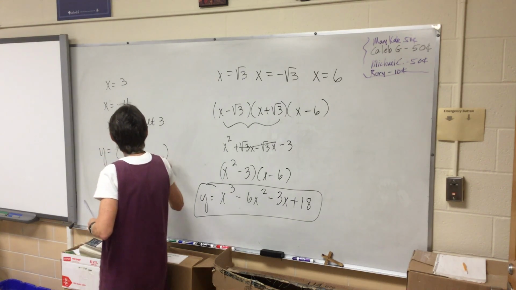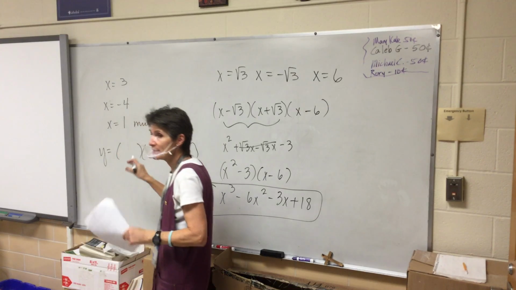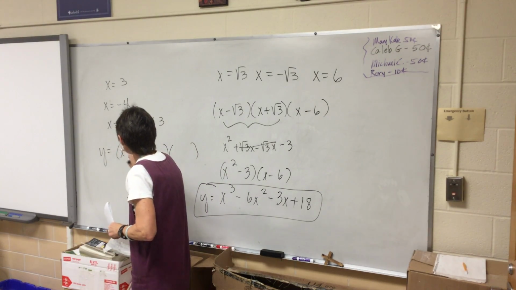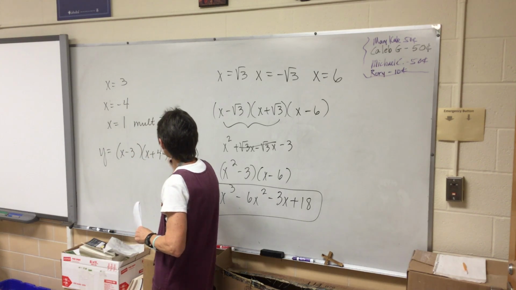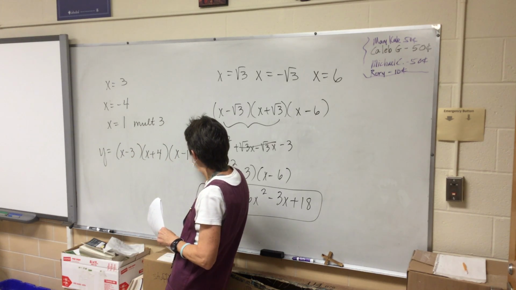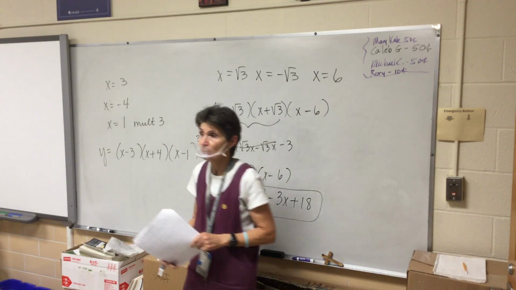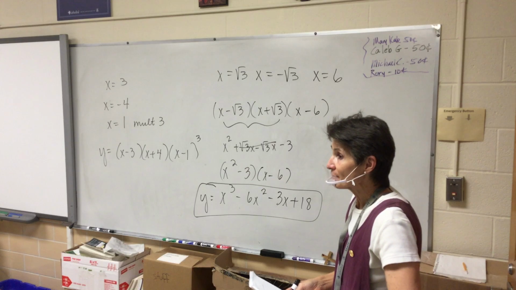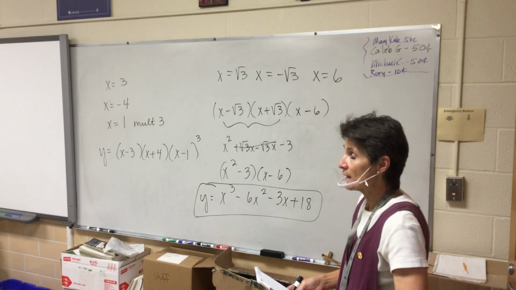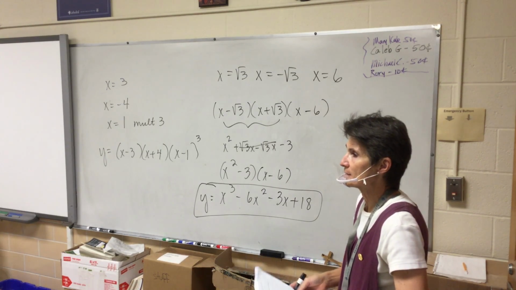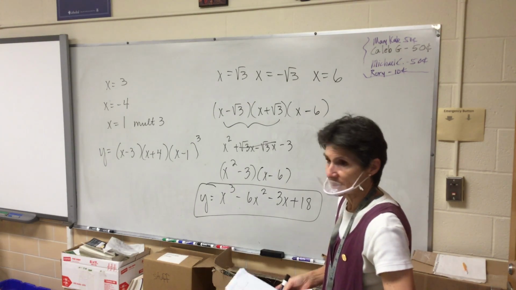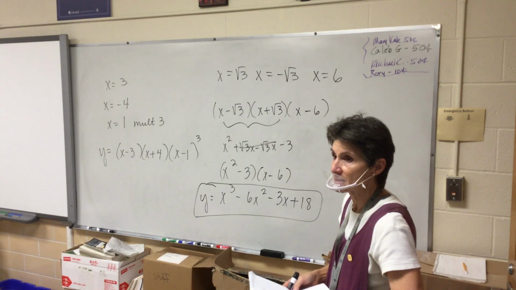All right, so my factors, I'm only going to have 3 distinct factors: x minus 3, x plus 4, x minus 1, but that one is going to have a cube on it. That simply means that factor occurs 3 times. Multiplicity means it's a multiple zero. And so whatever the multiplicity is, that's how many times it happens.